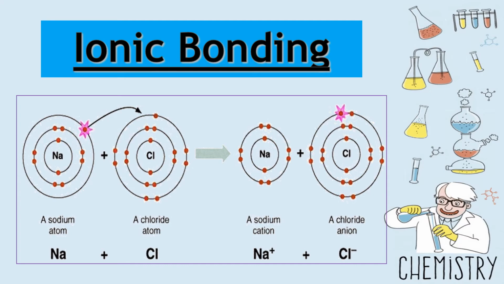Now, the chlorine atom, on the other hand, gains that electron coming from the sodium atom, because its electron configuration is 2, 8, 7. Those 7 valence electrons need one more electron to achieve 8 valence electrons, thus forming the ionic bonding of sodium chloride.